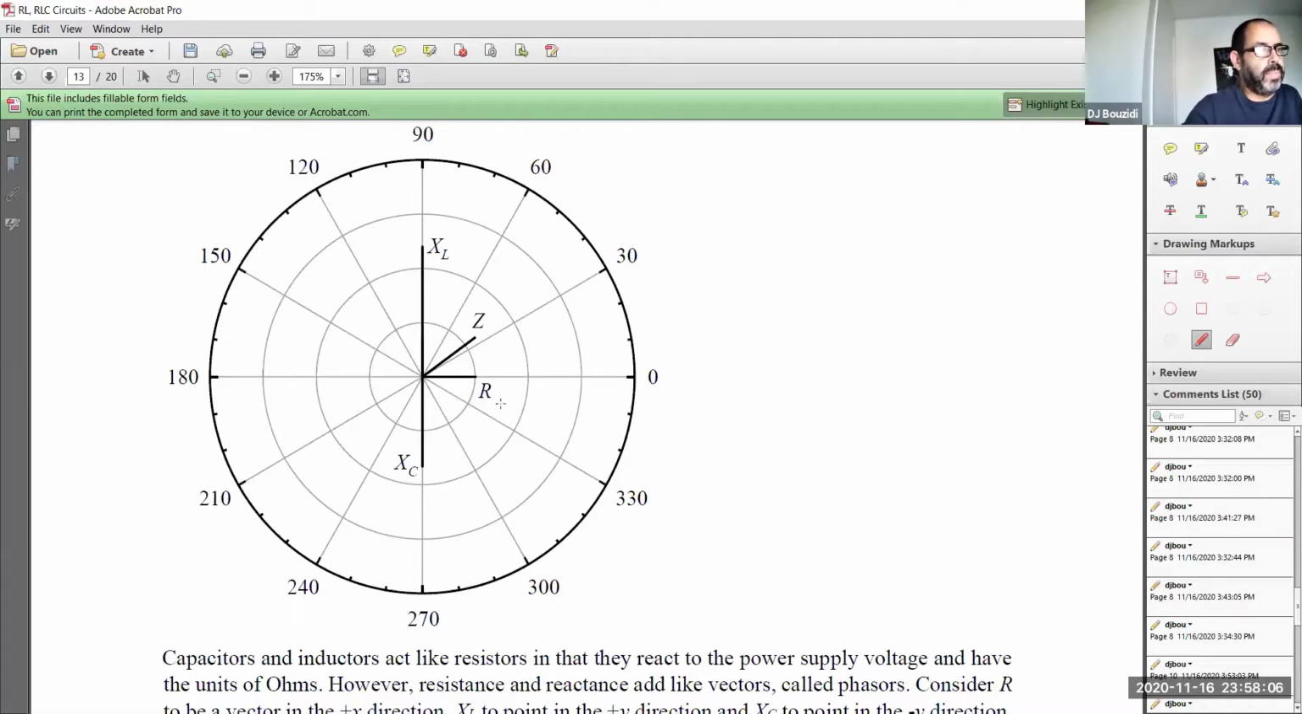In the phasors diagram, we write the voltage across the resistor on the x-axis.